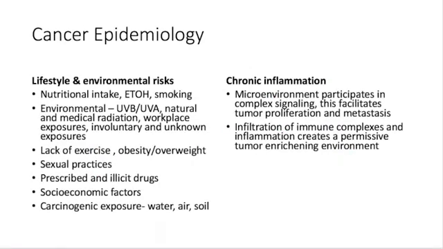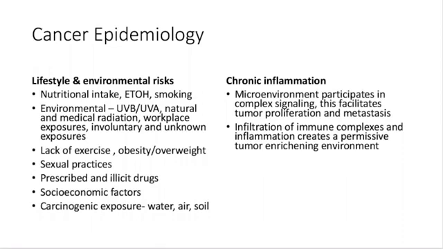All right, so what is the basis of the epidemiological studies? What it looks like are lifestyle and environmental risks that they have found. Nutritional intake, alcohol, smoking are high yield. Environmental would be your skin exposure to UVB and UVA, natural medical radiation, workplace exposures, and involuntary and unknown exposures. There are a lot of environmental disruptors and mutations. Sexual practices, lack of exercise, obesity, and overweight do predispose you to some cancers, and we'll take a look at that a little bit later.